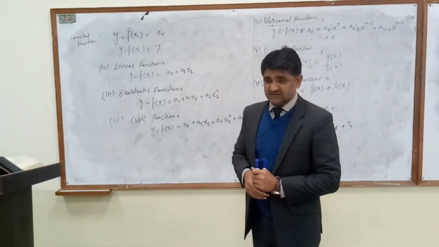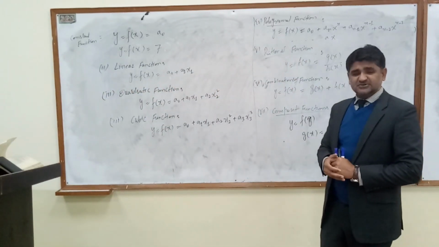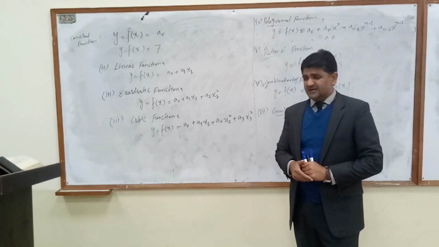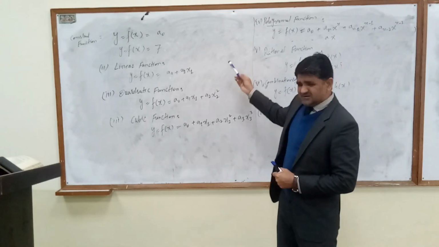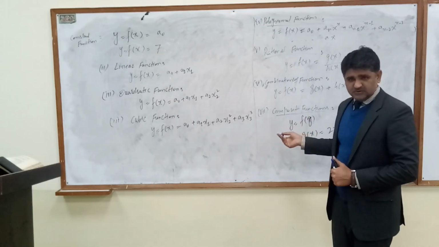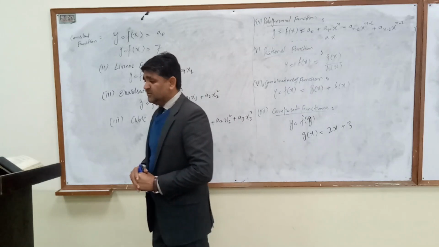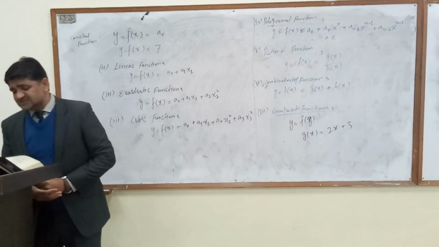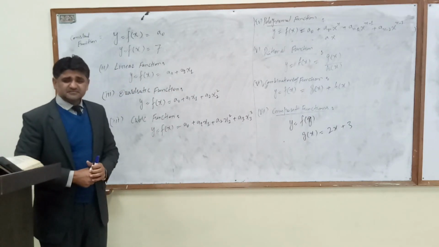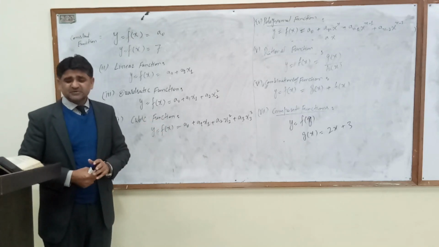2 raised power x. There is a constant and having power a variable. Have we explained this type of function? No. We can simply say it's not possible. If there is any constant, then we can say that is a constant function.